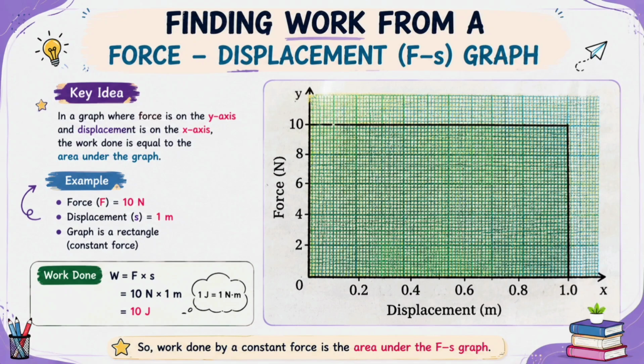The rule is very simple. Work done is equal to the area under the graph. Let's take this example. The force is 10 Newton and the displacement is 1 meter. The graph forms a rectangle. Area of rectangle equal to length into breadth. So, work done equal to 10 multiply 1 equal to 10 joules. Remember this important point. For a constant force, work done is always equal to the area under the force displacement graph.